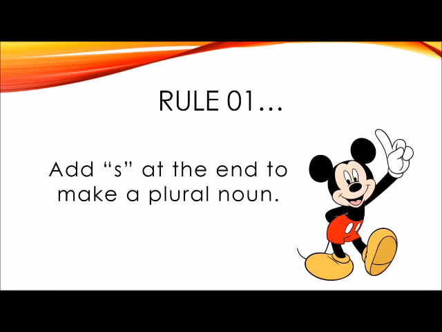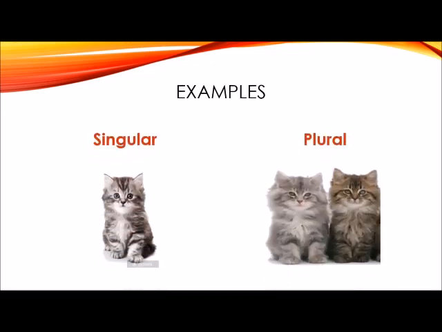Rule number one, add s at the end to make a plural noun. Look at the first picture. What is this? It is a cat. How many cats are there in first picture? One. It means one cat is a singular noun. Now look at the second picture. How many cats are there? One, two. Yes, there are two cats. If something is more than one, we use the word plural. We add s at the end of the singular noun to make it a plural noun. A cat. Two cats.